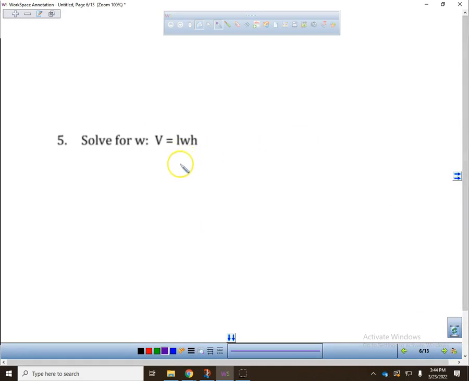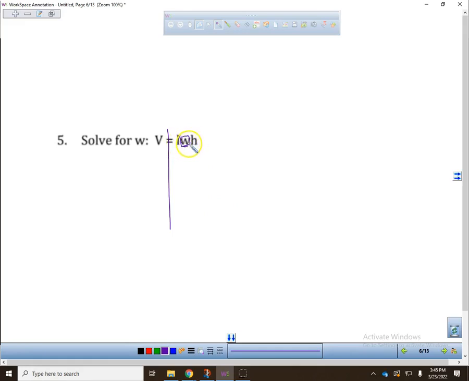Number 5, we've got a literal equation here. So we have V equals L times W times H. We need to solve for W. When we solve literal equations, we use the same steps that we use to solve regular equations. So if I'm isolating my W here, I need to do the opposite operation of what's being used with the other terms or with the other variables or numbers on the right side with the W.